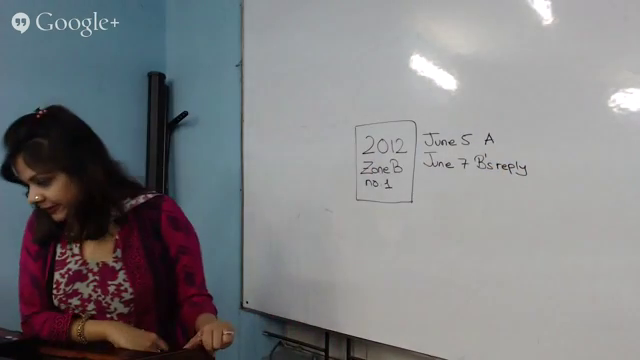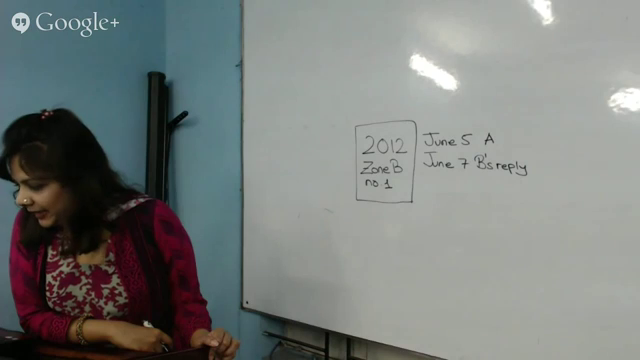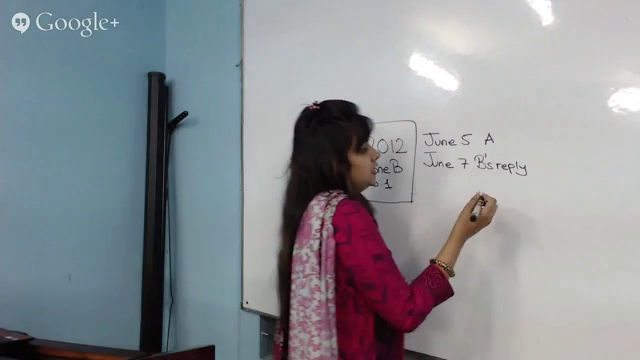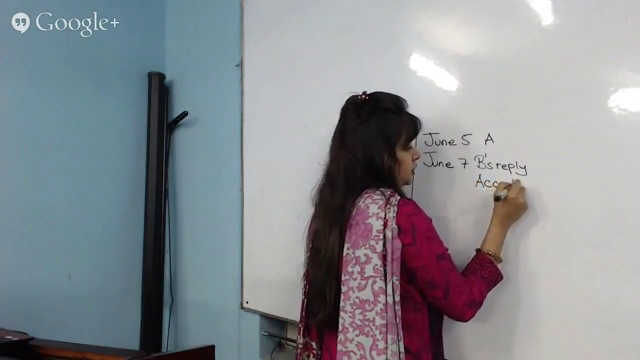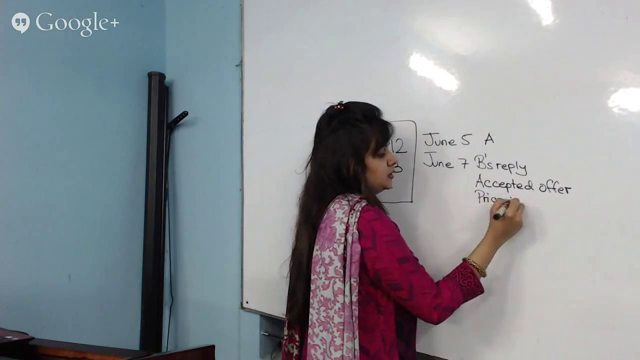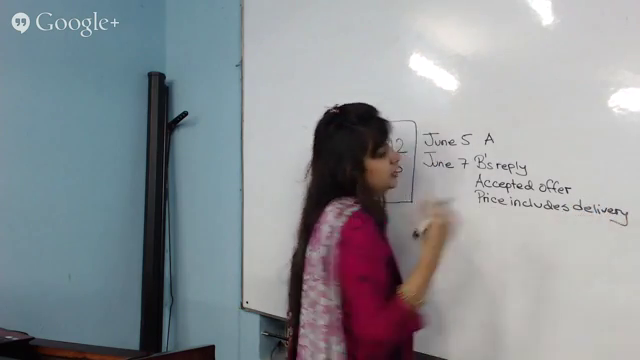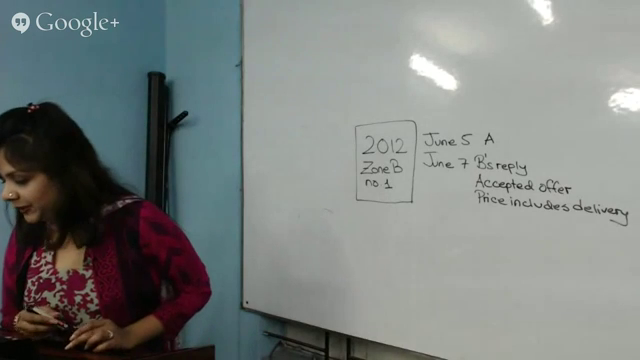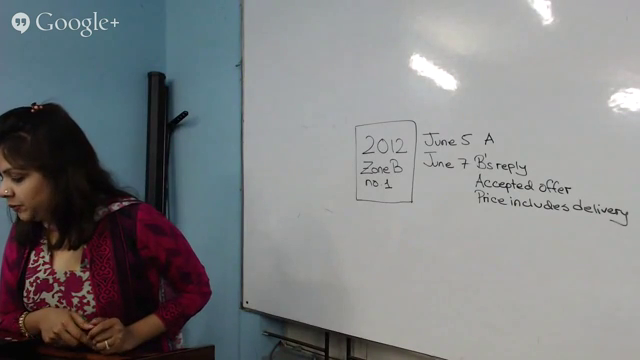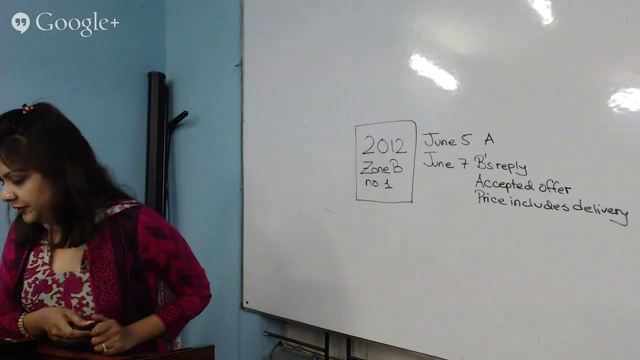B posted a reply in which he accepted A's offer, but added that if he did not hear to the contrary, then he would assume that the price includes delivery. Okay, so he accepted the offer, but he said that unless you tell me otherwise, I'm going to assume that the price includes delivery.